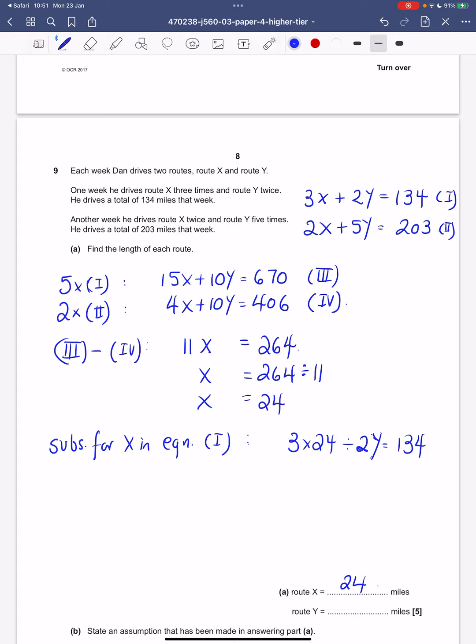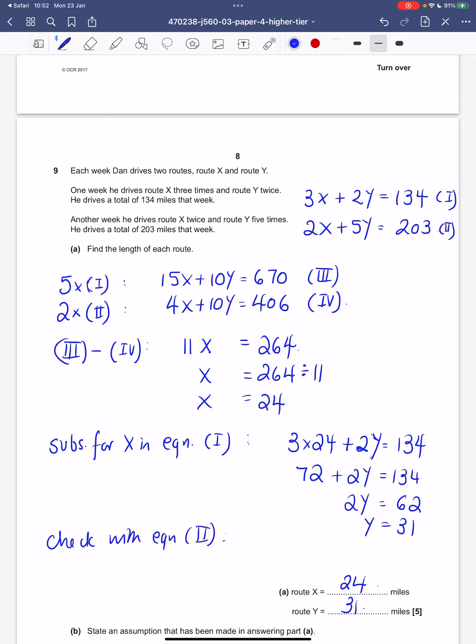So that means that's a plus there. Not 48, that's a 72 plus 2y is 134. So 2y is 134 minus 72, 62. So y is 31.